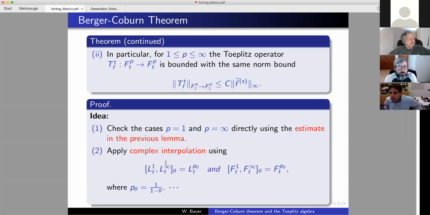Wolfram, one question, please. Yes. Does this constant C depend on the value of p, or not?